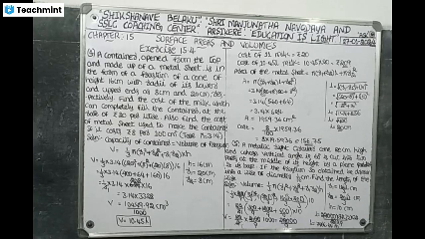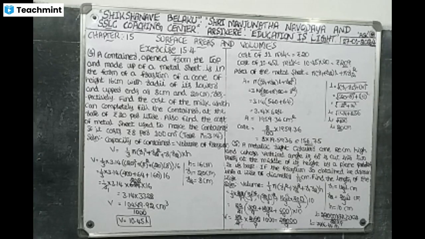Multiply both 3.14 and 624, we get the answer 1959.36 centimeter square. Here the cost is rupees 8 per 100 centimeter square. Then for 1959.36, it is 1959.36 divided by 100, put the point two digits backward. It means 19.5936. Multiply both 19.5936 and 8.